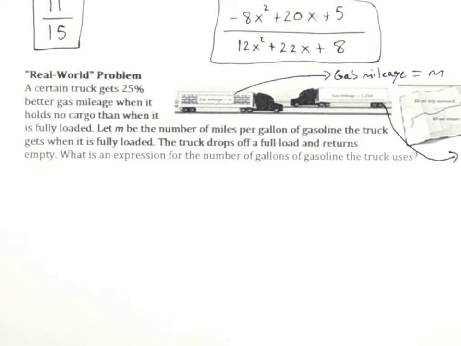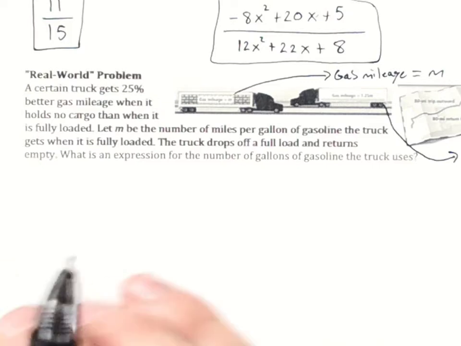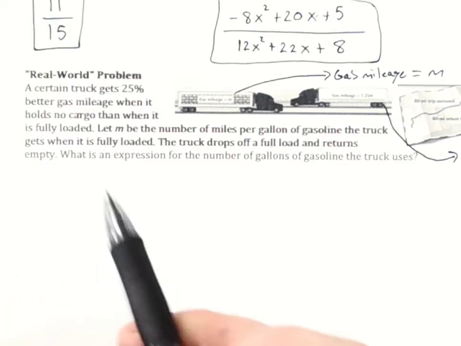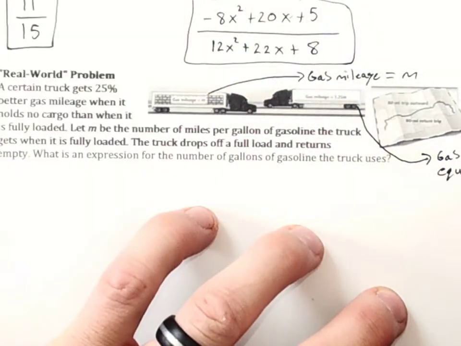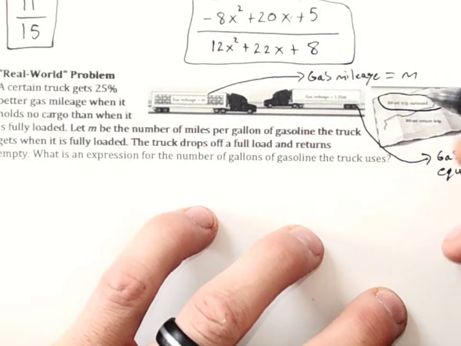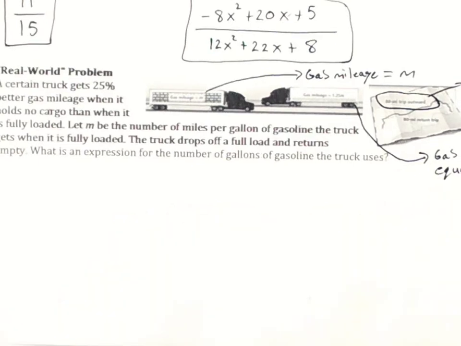I'm sorry, my computer is freezing here. Okay, so a certain truck gets 25% better gas mileage. Oh man, that's so hard to read. So it says 80-mile trip. That was what I was missing. I wasn't seeing it. We have an 80-mile long trip.